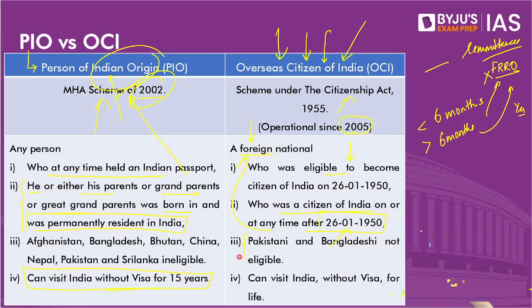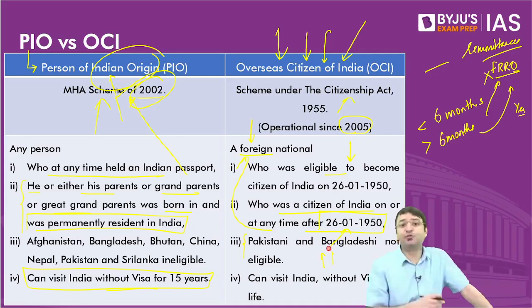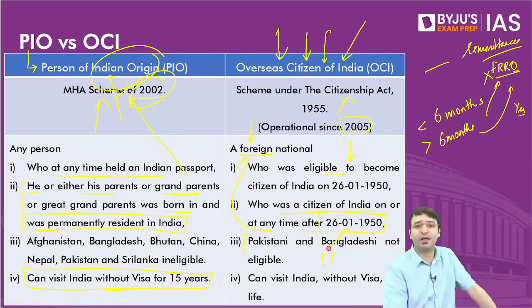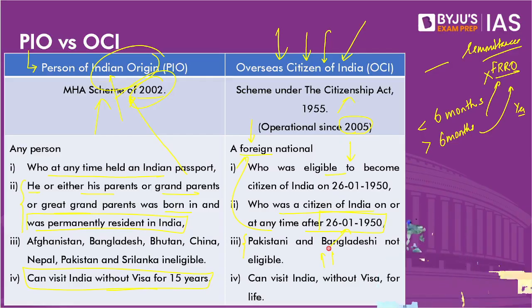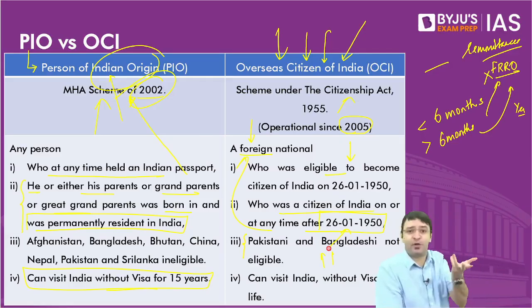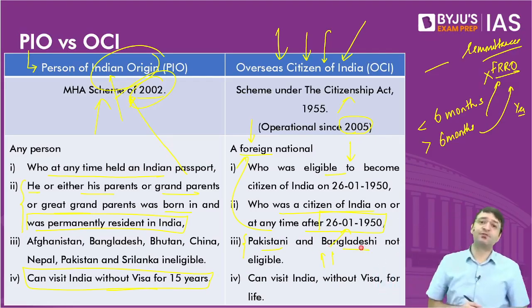Because by that logic, all the Pakistanis and Bangladeshis could have become eligible for the OCI card, because they were eligible to become Indian citizens on 26 January 1950. Because if they wanted, they could have stayed in India. So these foreigners are not eligible for this.